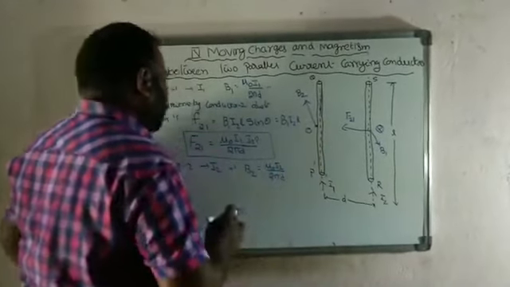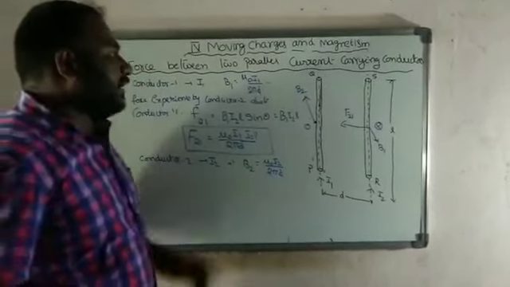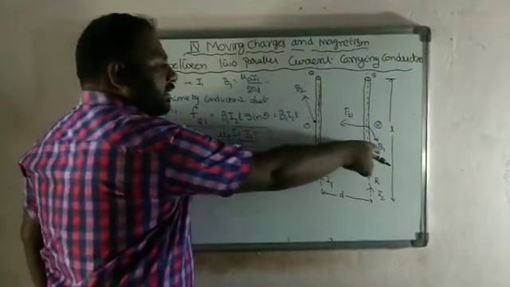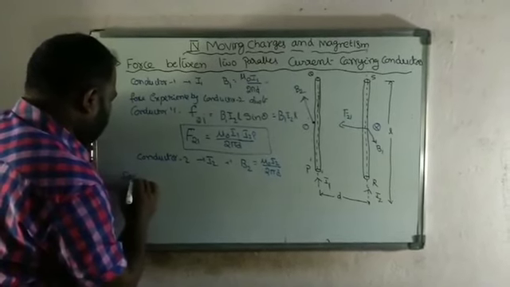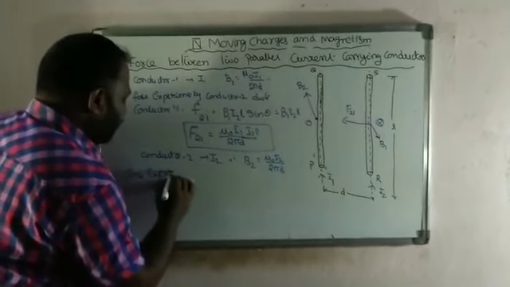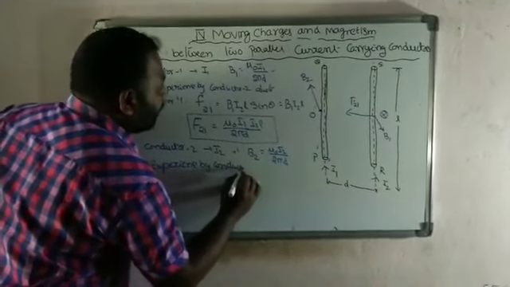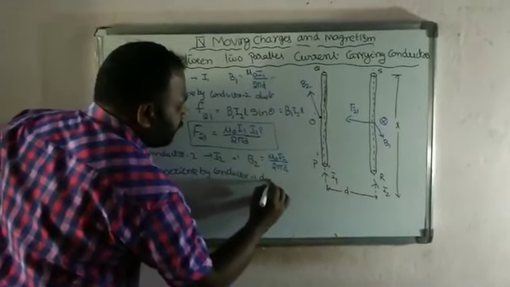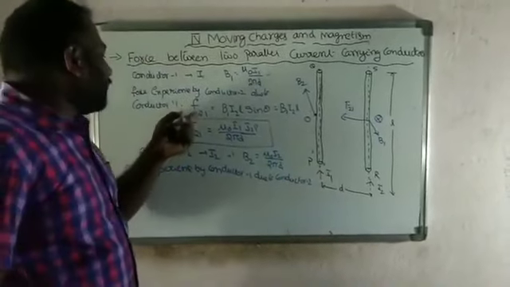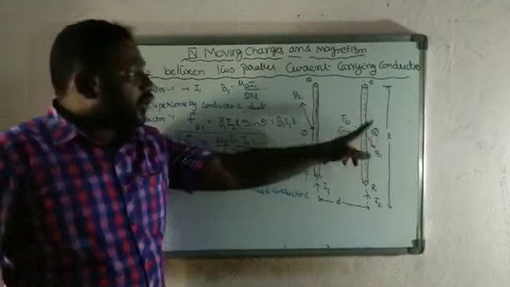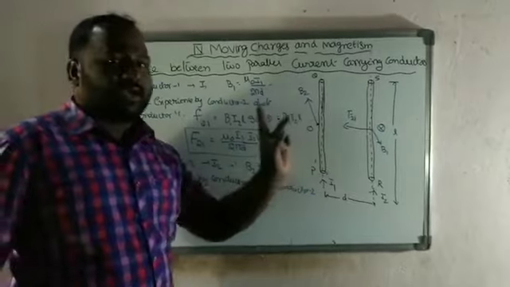And now the magnetic field due to conductor 2 is mu naught I2 by 2 pi d, and the direction is outward. Here the direction is inward. Remember this. And next is the force experienced by conductor 1 due to conductor 2. In the previous step we found the force experienced by conductor 2 due to conductor 1. Now we find the force experienced by conductor 1 due to conductor 2.